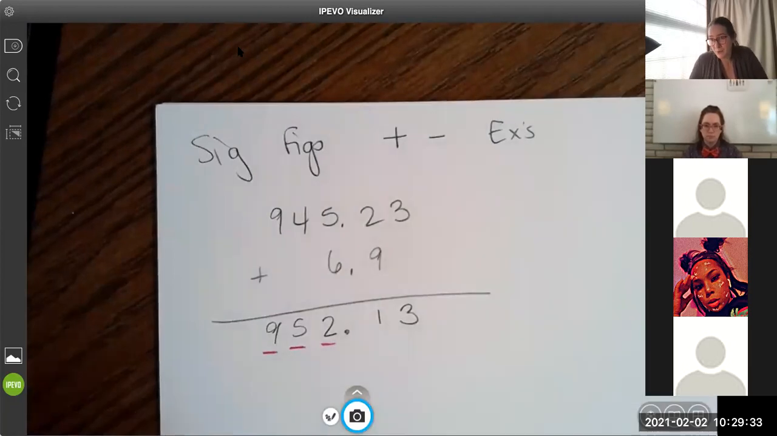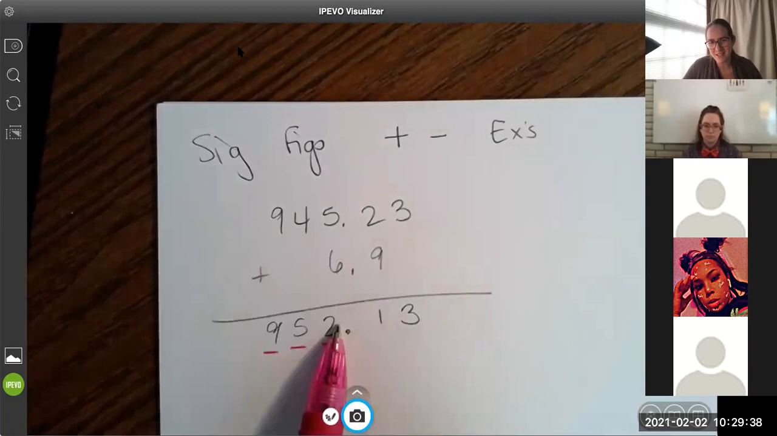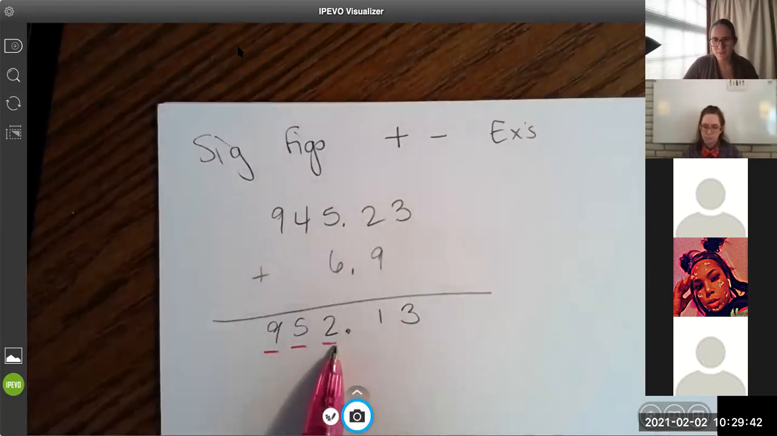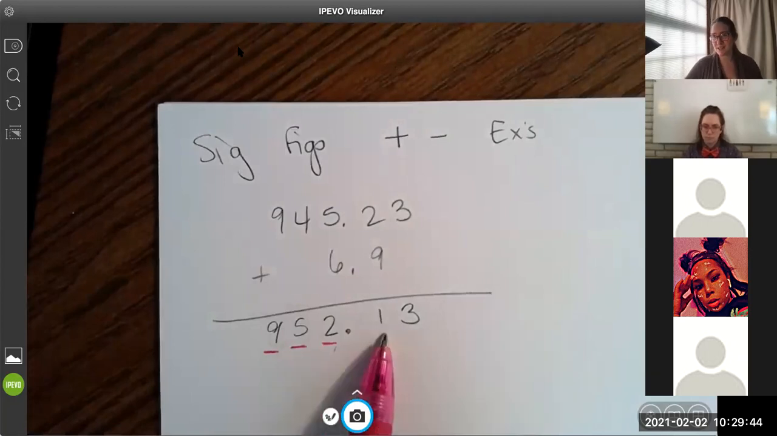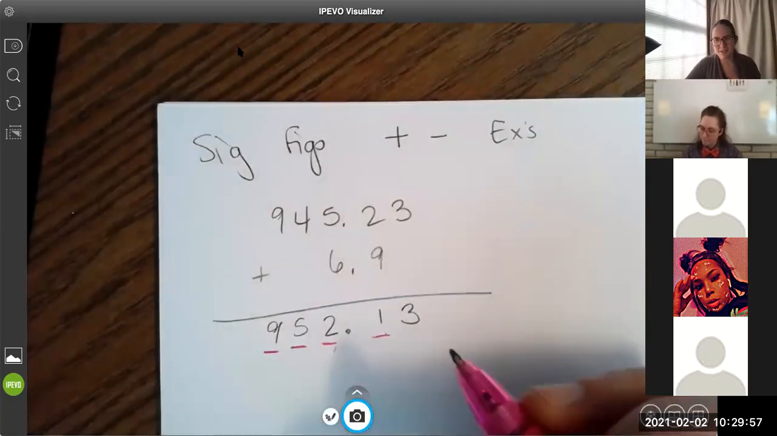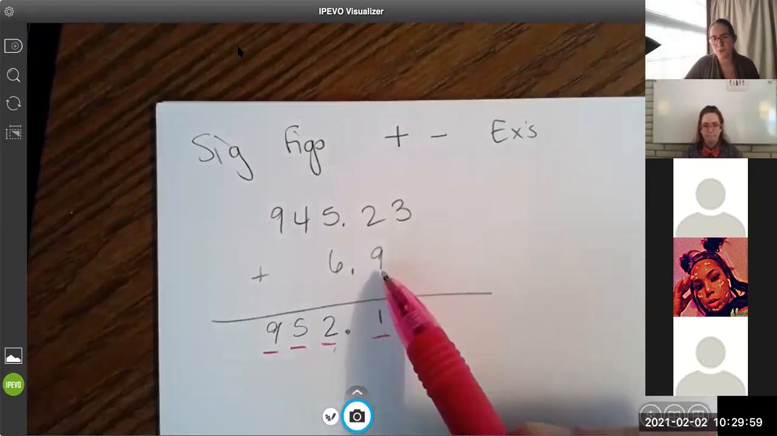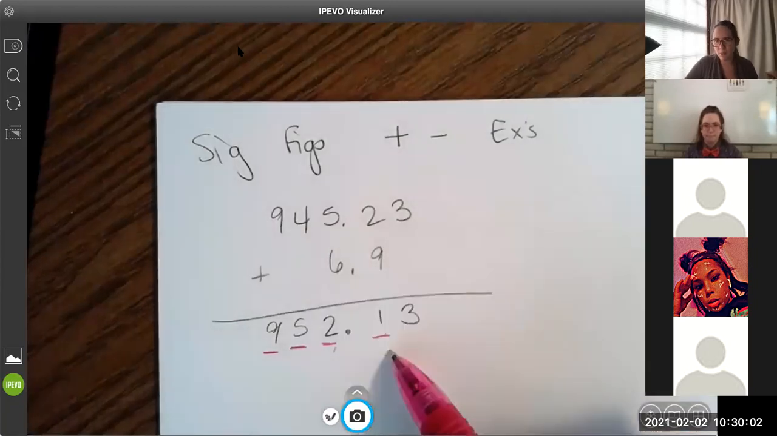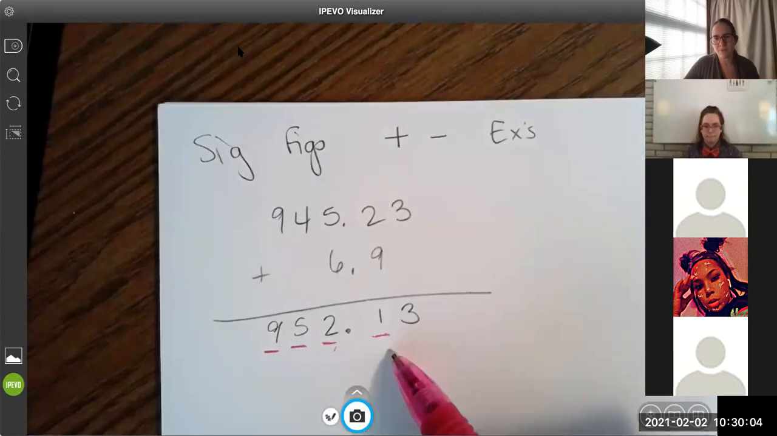Great, and I agree with you. Totally. We've got significant figures in all of our starting numbers in our ones place, so we have confidence in our ones place. Do we have confidence in our tenths place? Agree. Yeah, we can see our tenths place. We have significant numbers in both of our starting numbers, so we'll keep the tenths place in our answer.